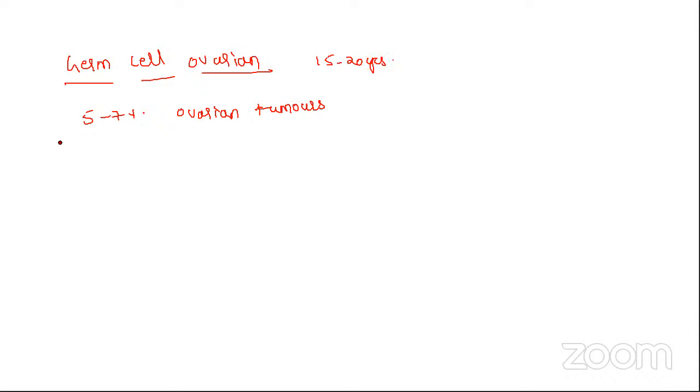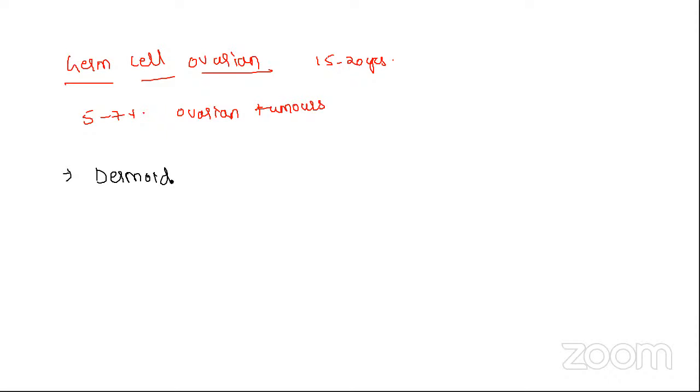By God's grace, most of the germ cell ovarian tumors are benign. Whenever I say benign, they're usually unilateral. So the different germ cell ovarian tumors which we have are dermoid cyst, which is the most common germ cell ovarian tumor. The single liners associated with dermoid cyst: it is the most common germ cell ovarian tumor, and it is the most common ovarian tumor in young girls.